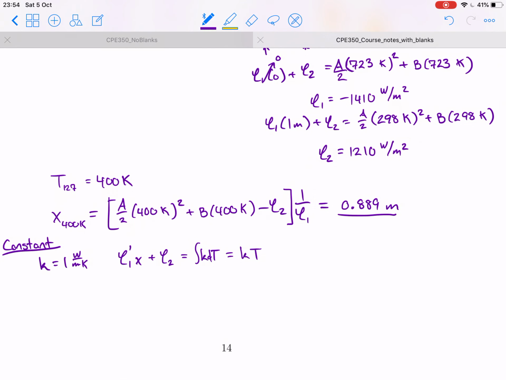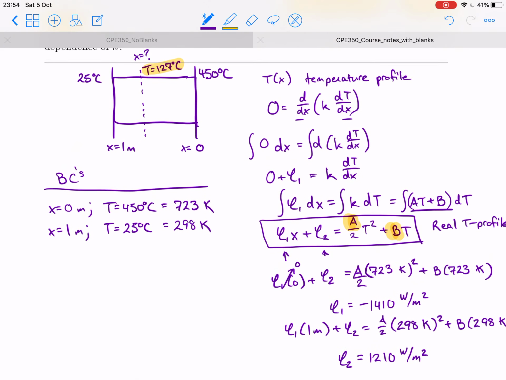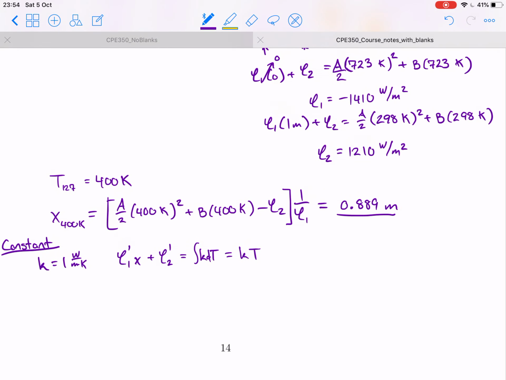Actually, I'm going to make this C1 prime and C2 prime because those values are different from the values that we computed above. Okay, so again, we can use the same boundary conditions as here because the boundary conditions haven't changed. It's just that our constants of integration are changing because we've changed the form of the equation we're using. If we do that, we do get a significant difference in the values of C1 and C2.